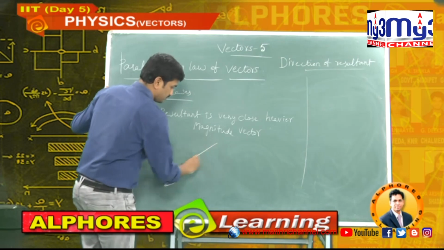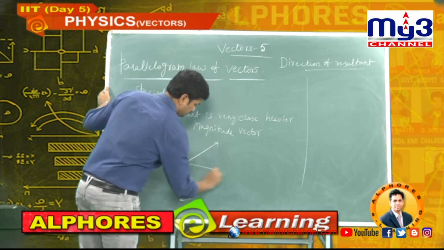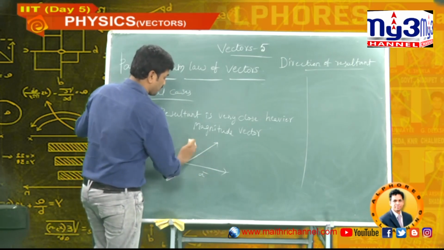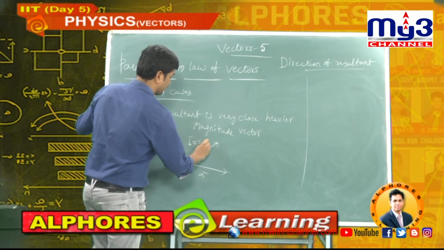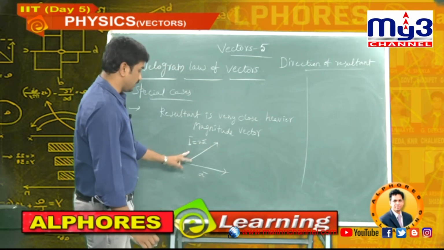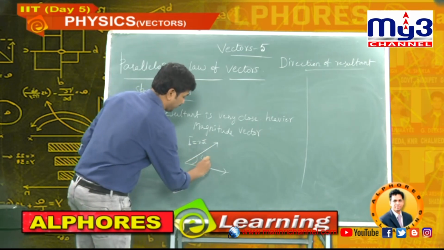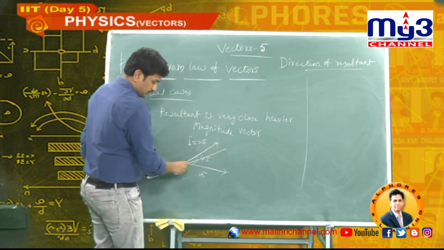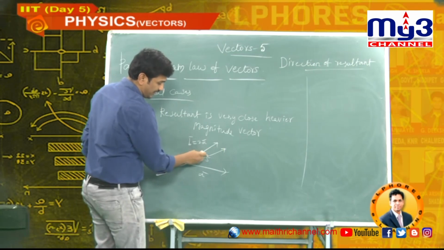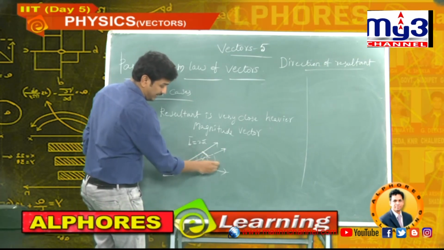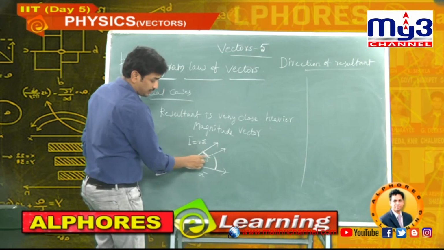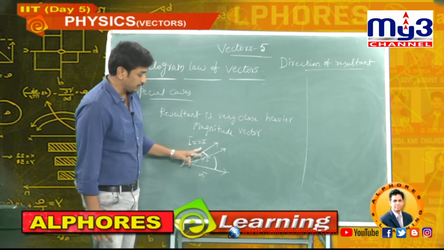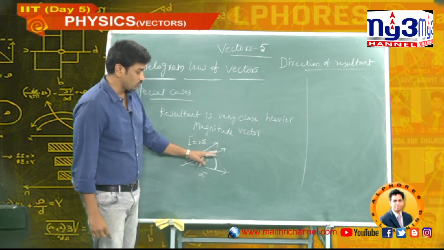Suppose A bar, B bar. Suppose B bar is equal to 2A bar, and the angle is 45. According to this statement, the resultant is very close to this. With a smaller angle it is very close; with a bigger angle it is very far. The angle is smaller with respect to the 2A bar vector because it has the heavier magnitude. The resultant is close to the bigger one.